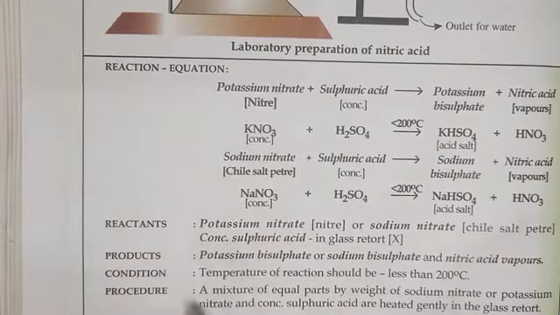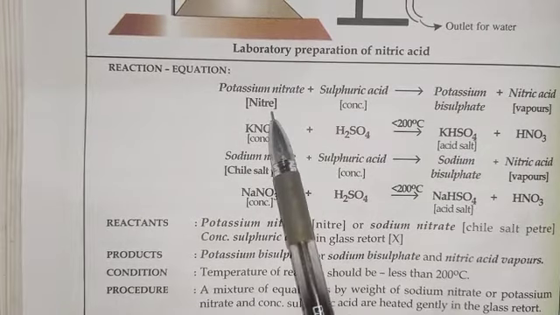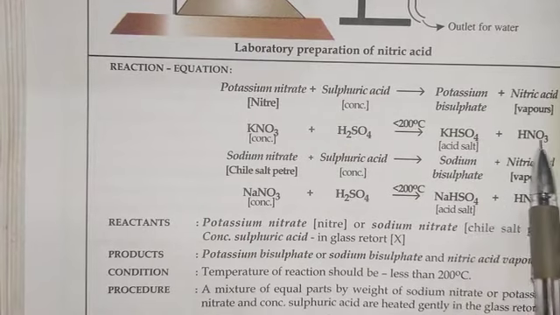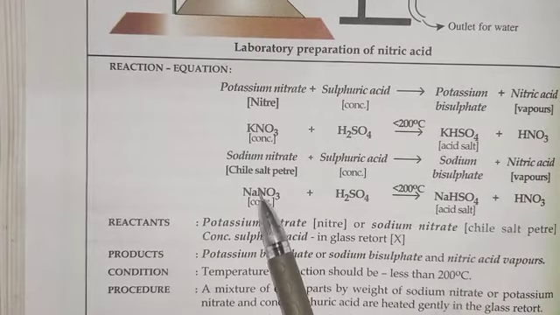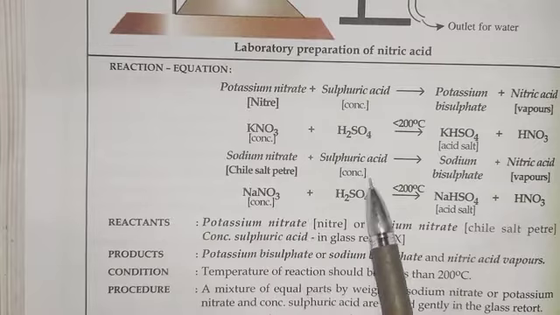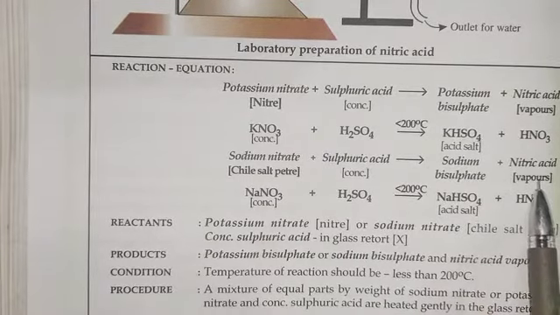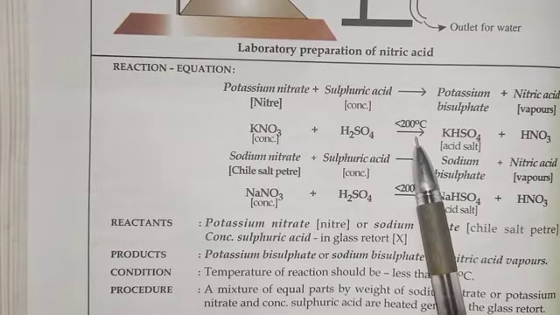The reactions are: potassium nitrate, also known as nitre, plus sulfuric acid gives potassium bisulfate KHSO4 plus HNO3. And sodium nitrate, also known as Chile saltpeter, plus sulfuric acid gives sodium bisulfate with nitric acid. The temperature is less than 200 degrees Celsius.